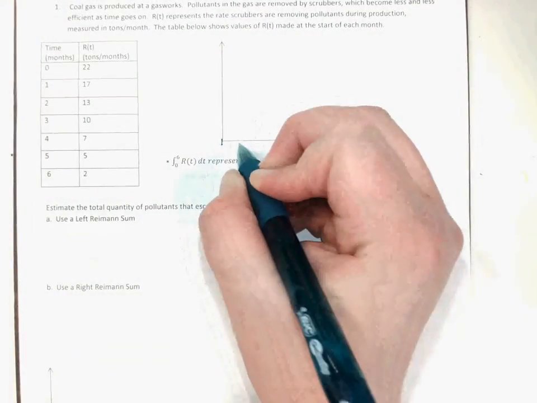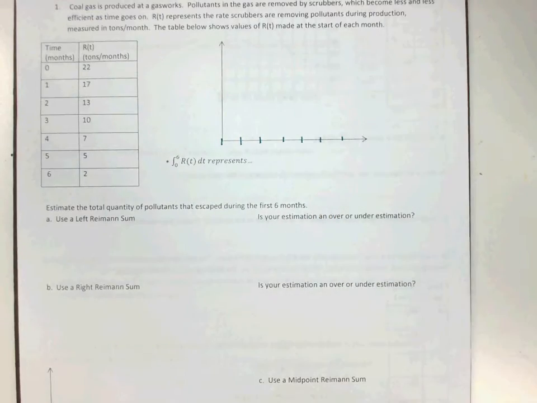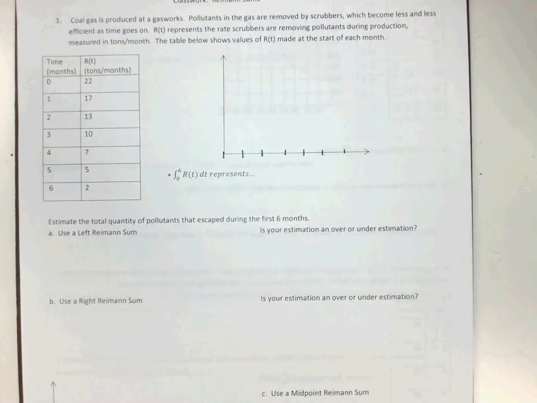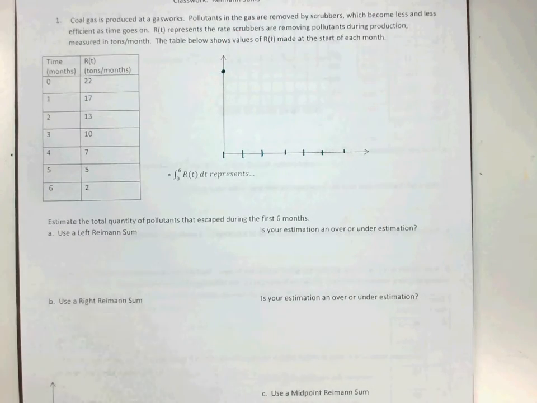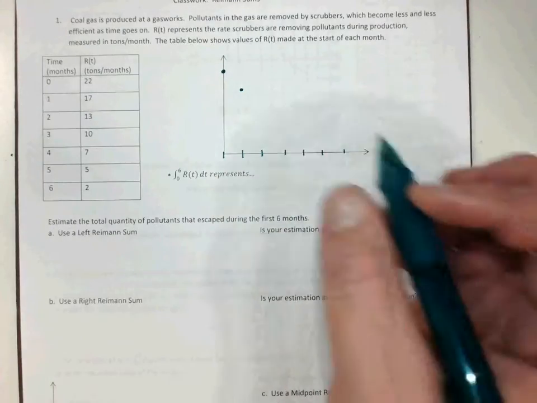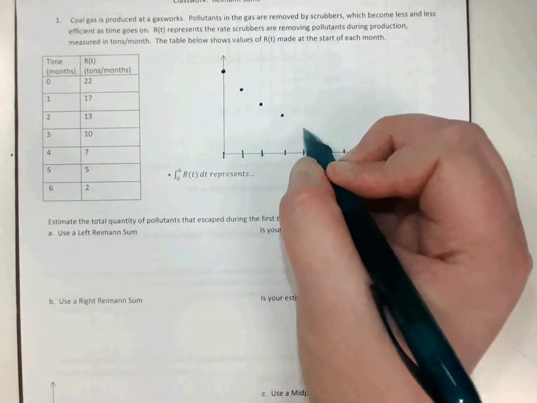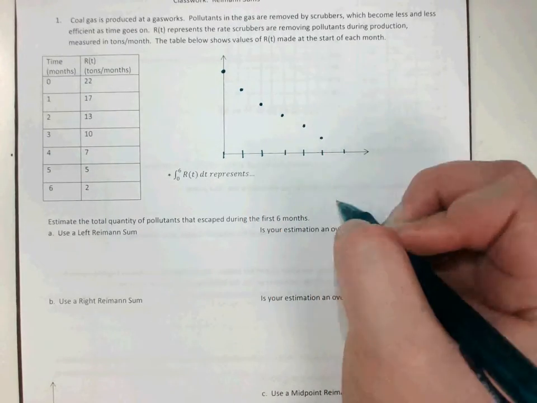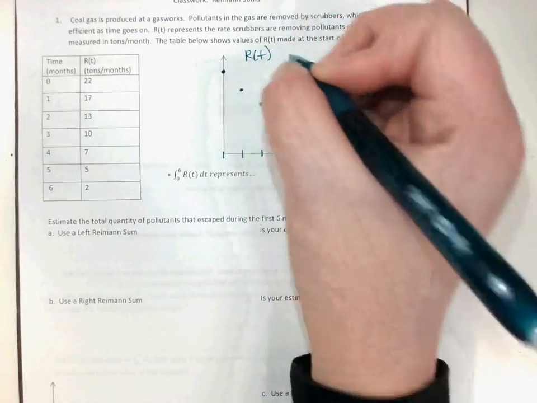So the first thing that I'm going to have you do is sketch a picture. So I'm going to say 0, 1, 2, 3, 4, 5, 6. 0, 22, we'll say is here. This is an easy sketch. Don't count all the way up to 22. Then 17 would be a little bit less. Then 13 would maybe be here. Then 10, then 7, then 5, then 2. So this is a graph of R of t.